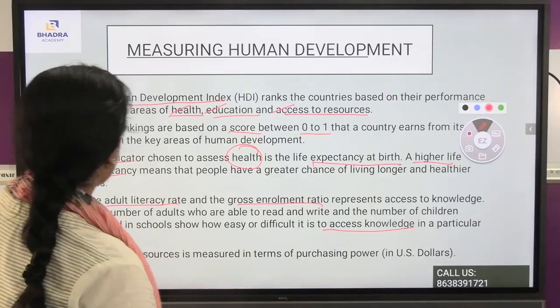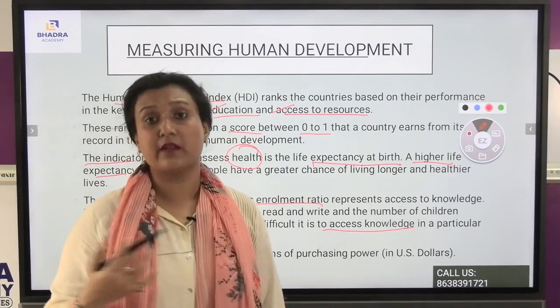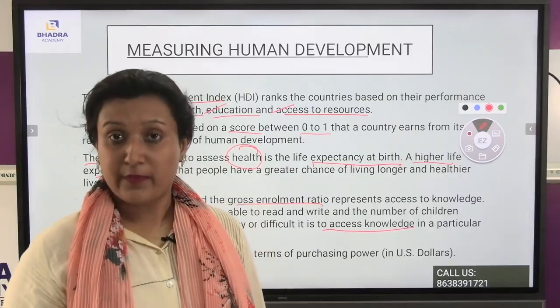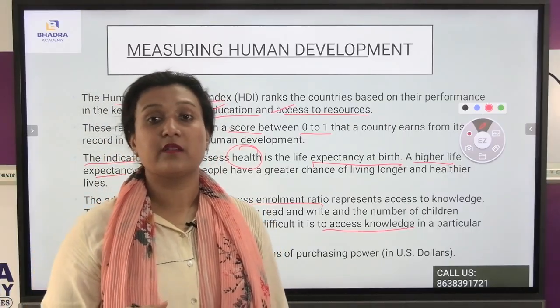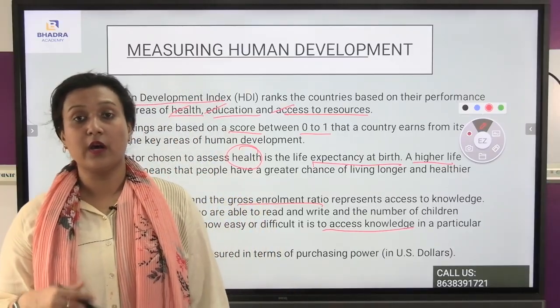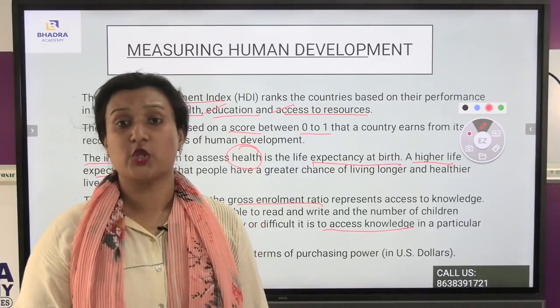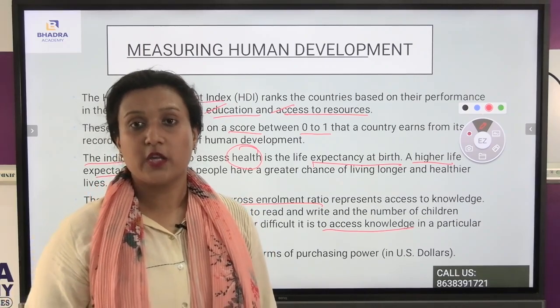So first we have understood the Human Development Index. What do you mean by the Human Development Index? Second comes health, under which comes the life expectancy rate. Second comes education, with which we understand the adult literacy rate and also the gross enrollment ratio, and third comes purchasing power. The purchasing power is calculated in terms of US dollars.